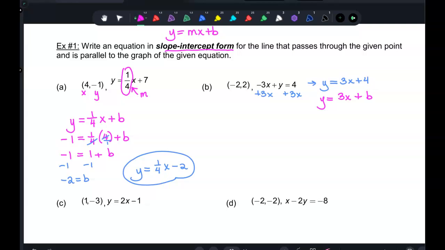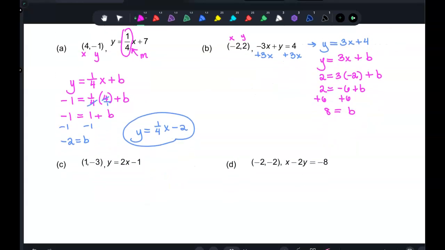So I'm going to substitute in what numbers? 2 equals 3 times -2 plus b. Are you following? No, it's -3. It's not 3, it's -3. Remember, when we put it in y equals mx plus b, we have to add the 3. So now it's going to be 2 equals -6 plus b. So we're going to add 6. B equals 8. So y equals 3x plus 8.